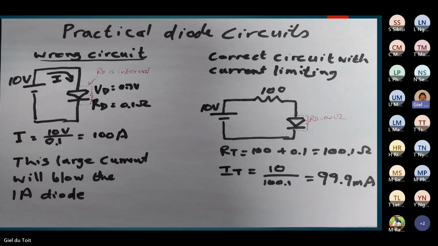A non-practical circuit won't have any resistance, but a practical real-life circuit will have a resistor there to protect the circuit, so that it cannot blow up the power supply or the diode.